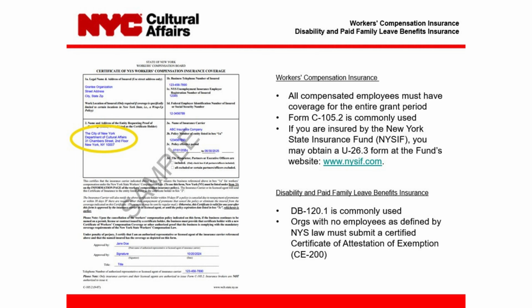Or, and this is very rare, if your organization has no employees, as defined by New York State law, and you are not required to carry workers' compensation and/or disability benefits coverage, you must submit a signed certificate of attestation of exemption. That's the CE-200. Organizations can use New York Business Express to file and obtain a certification of attestation online. Additional instructions can be found on the FY25 Initiative Funding Requirements PDF. If this is your situation, please contact your program officer for further instructions on uploading this document.